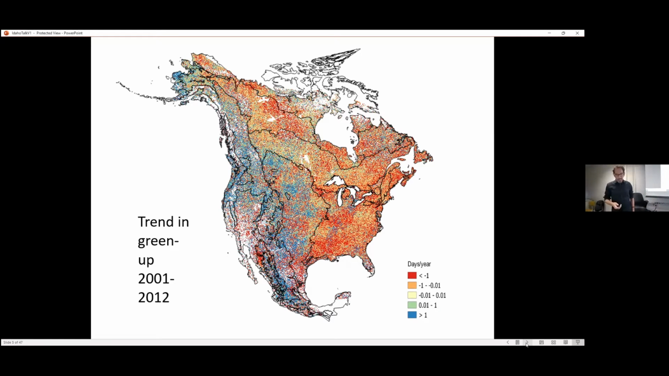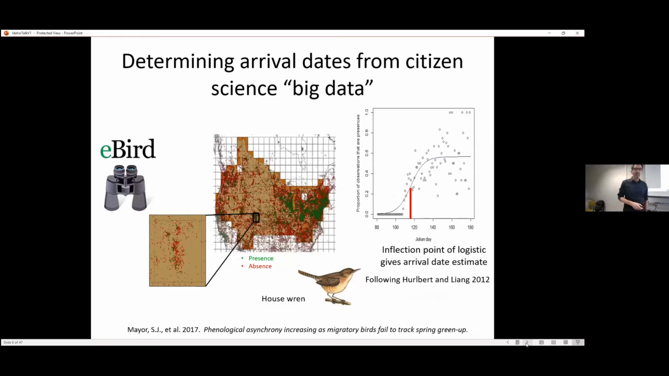So, right, we have the data we can use to look at the trends in vegetation phenology. That's great. How do we get a handle on when birds arrive into the breeding grounds? This is where community science data are really powerful.